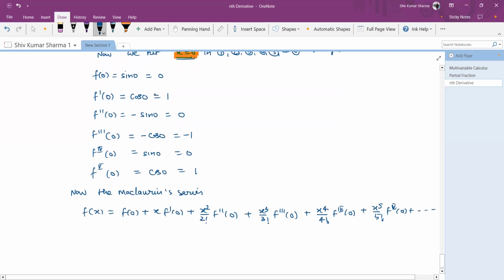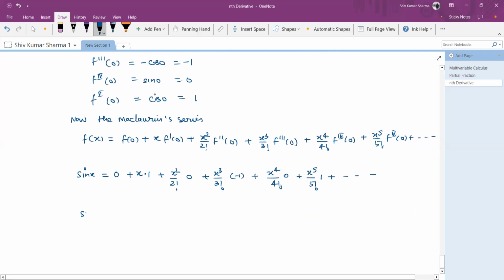Now, what is the value of f(x)? The value of f(x) is sin x. Sin x is equal to f(0), which is 0, plus x into f dash 0, which is 1, plus x square upon factorial 2 f double dash 0, which is 0, plus x cube upon factorial 3 f triple dash 0, which is minus 1, plus x^4 upon factorial 4 f^4(0), which is 0, plus x^5 upon factorial 5 f^5(0), which is 1, plus and so on.